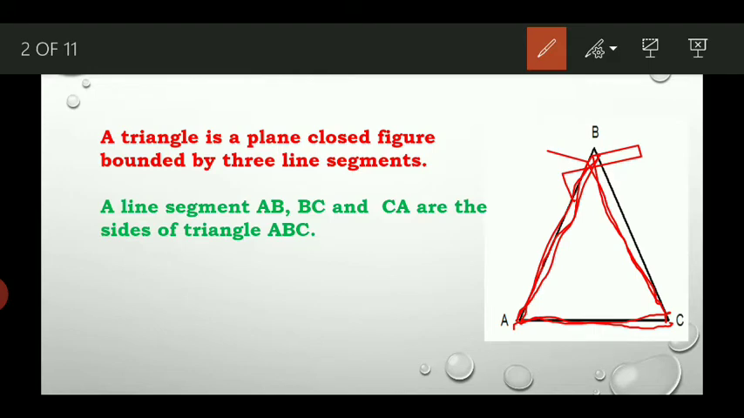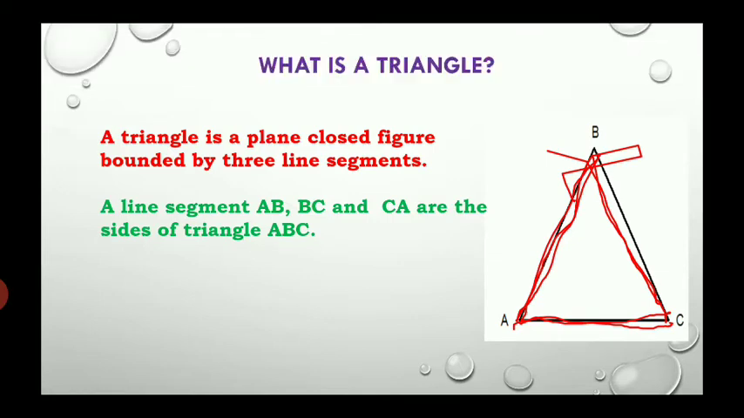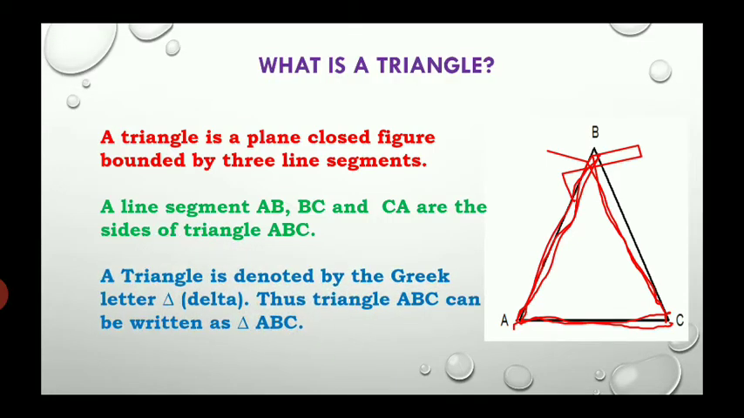Tri means a three-sided figure. A triangle is denoted by the Greek letter delta, which is similar to a triangle figure. Thus, triangle ABC can be written as triangle A, B and C. So when this sign is there, that means it is a triangle.